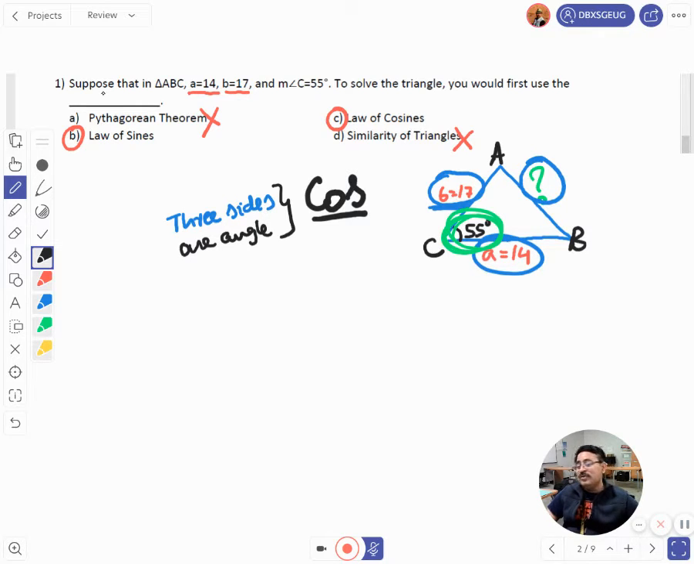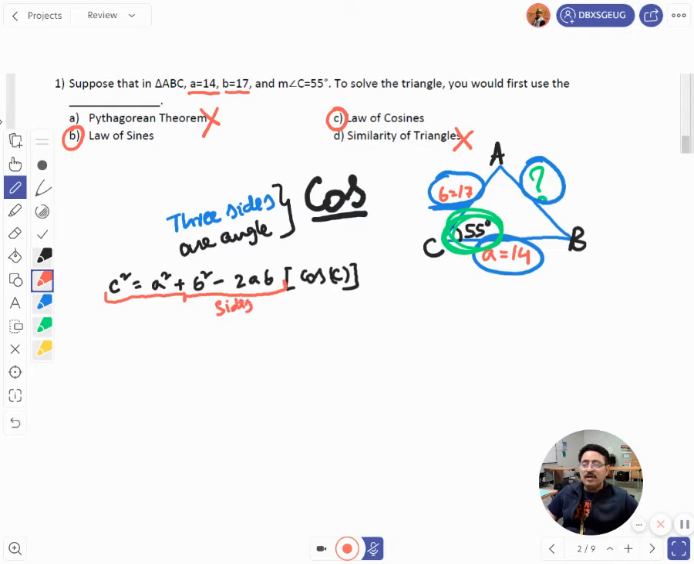Or else, in case you have to solve this one, let me write that: c square equals a square plus b square minus 2ab times cos C. Another important thing to be remembered is that these all are indicating sides, and this one is an angle.